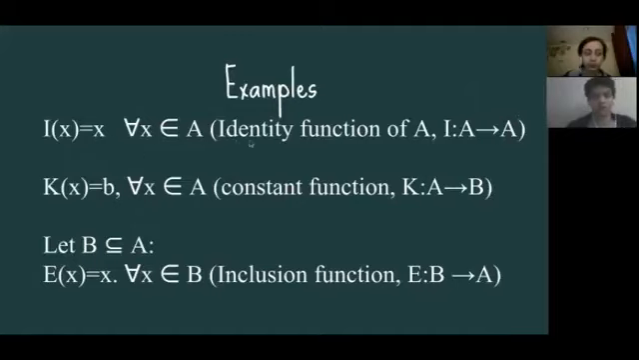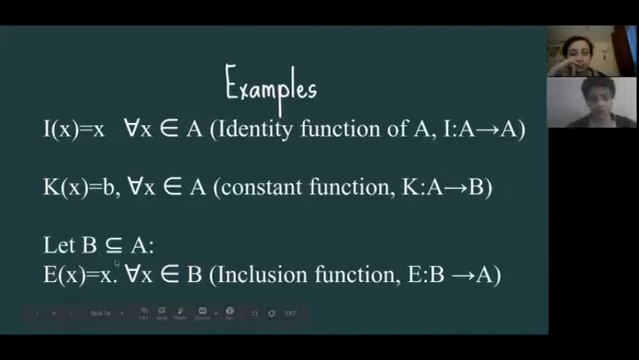So first, the identity function of a certain class A. This function maps from A to A, so it maps from a class to itself. And what this does is that I of x equals x. So the image and the pre-image are just the same, and that's for all x in A. There's the constant function k of x equals b. That's for all x belonging to A. So the constant function maps from two classes, A to B.